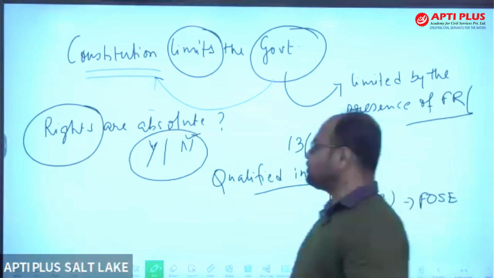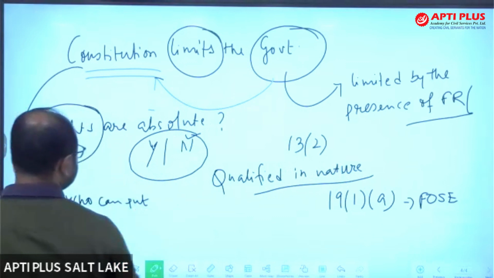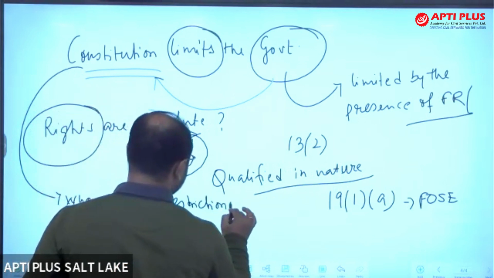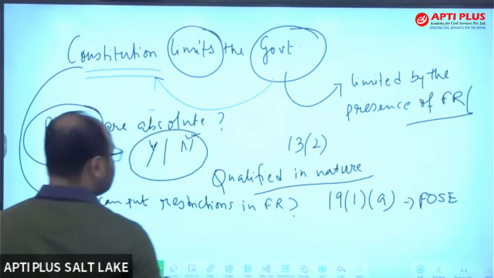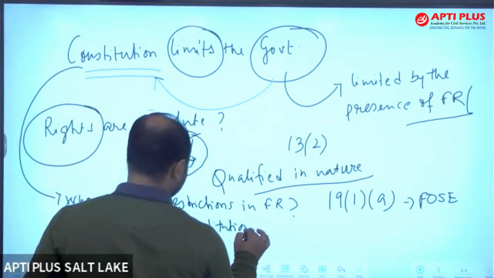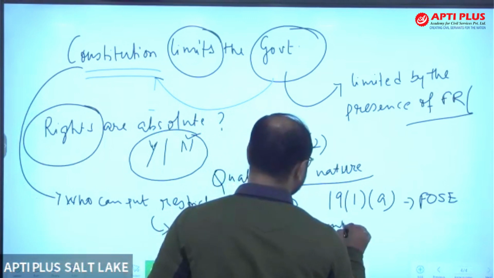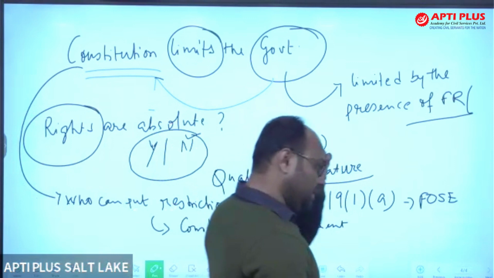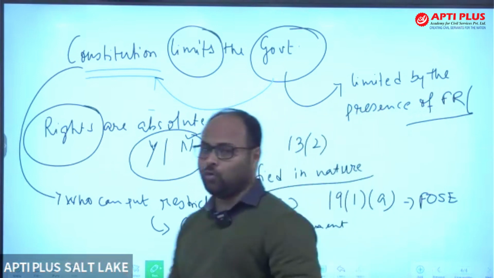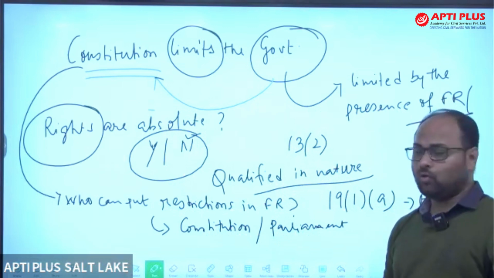Now, a simple question can be asked: who can put restrictions? This is a question which has been asked in 2023 prelims also. Who can put restrictions in FR? There are a few restrictions which are already given by the constitution itself, and Parliament also has the power to put restrictions. Like Article 19(1)(a) has got 8 restrictions, out of which initially there were 4, but later Parliament through 2 subsequent amendments added 4 more restrictions to it.